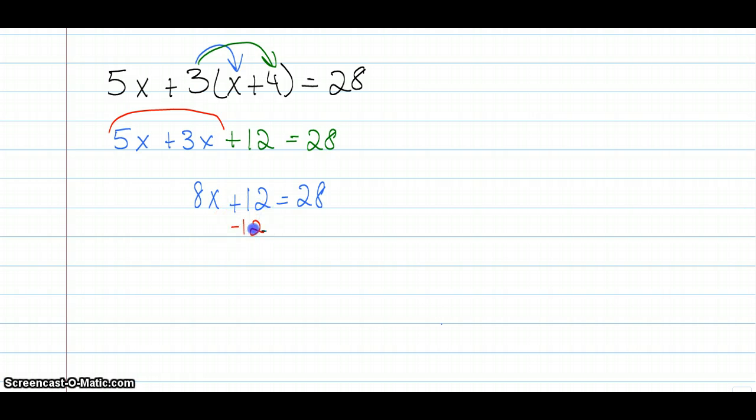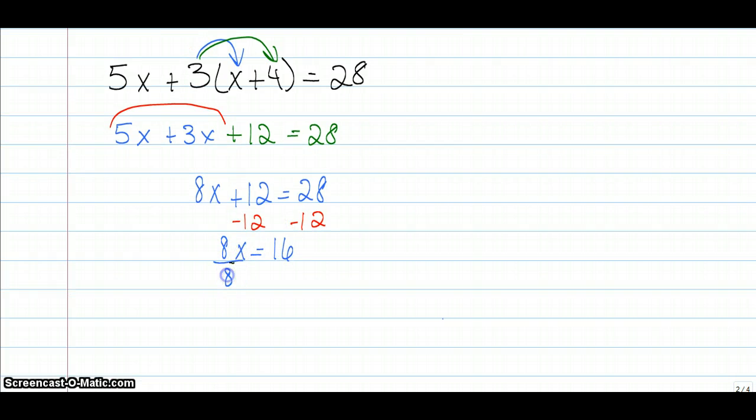I'm going to subtract 12 from both sides. So now I have 8x is equal to 28 minus 12 gives me 16. Divide both sides by 8. So x is equal to 2.